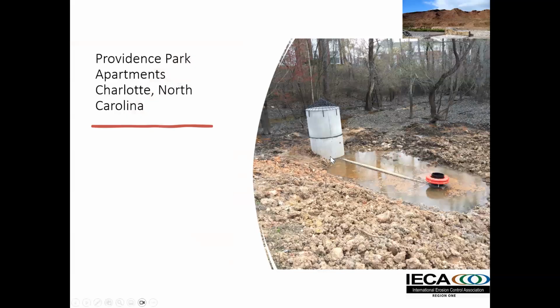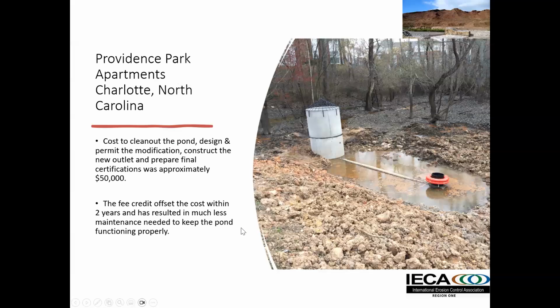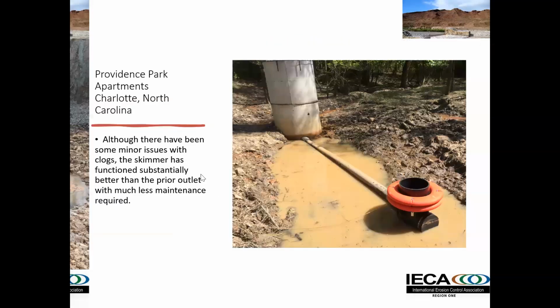And so get the contractor to come in to put it in. So we've got our new outlet structure, got our pipe coming out, skimmer sitting there. You can see the rope they've tied to it so they can make sure they get to it. Cleaned out some of the accumulated sediment here to give a little sediment storage as well. The cost to put everything in was about $50,000 once they got everything done. So the stormwater fee credit paid for that in about 2 years and made it much easier to maintain, much less maintenance needed to keep the pond functioning properly.